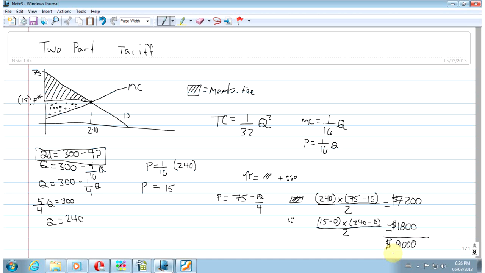Okay, seems pretty good. So that's literally all there is to this two-part tariff question. Again, no excuse to make a mistake.